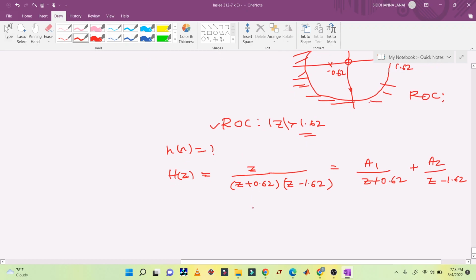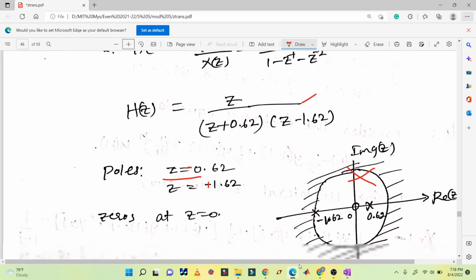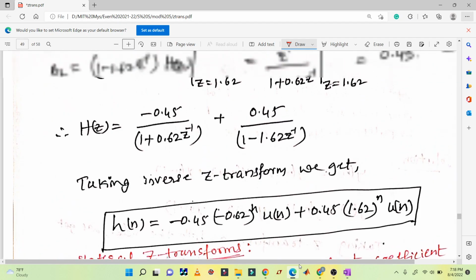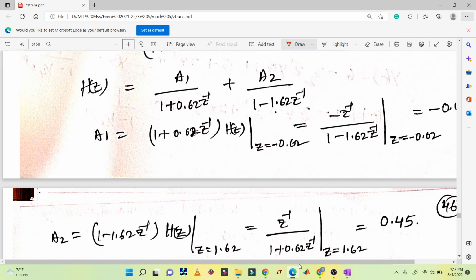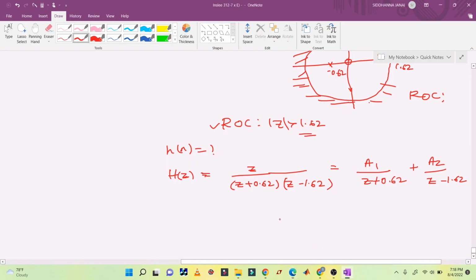In the notes I might have used Z inverse. Here you can see both the forms are correct. No need to worry about that. Whatever is easy for you, you can use that. I have taken Z as common. If I take Z as common here, I will get a different answer. That's why using that method we have written.